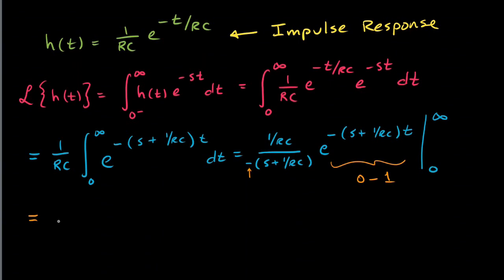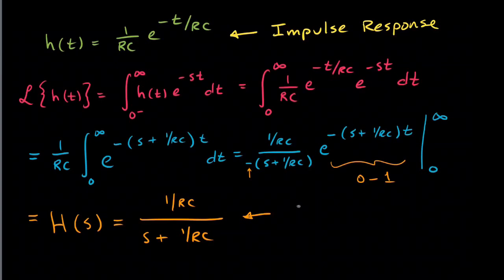So I'm going to get something that looks like, I'm going to call the Laplace transform of little h of t, I'm going to call that capital H of s. And that's going to be 1 over RC divided by s plus 1 over RC. And hopefully that doesn't look surprising to you, because this is the transfer function of that low-pass filter. Okay, so that's an extremely important result.